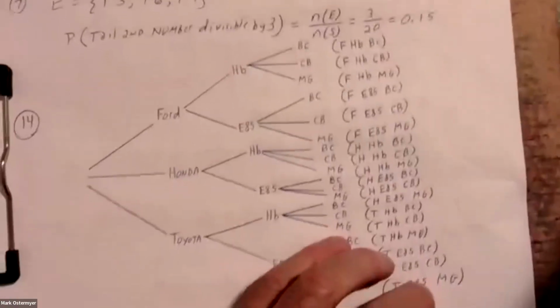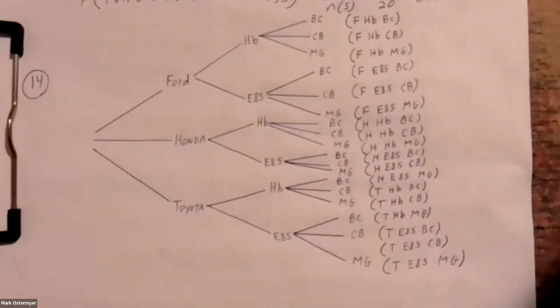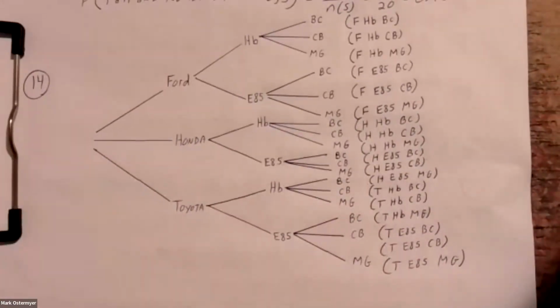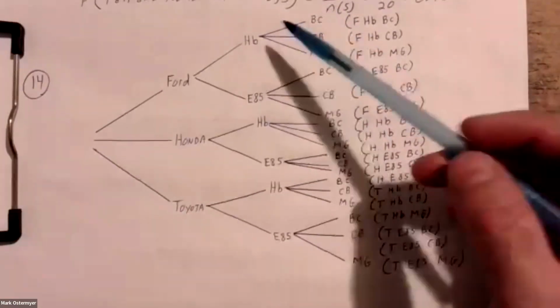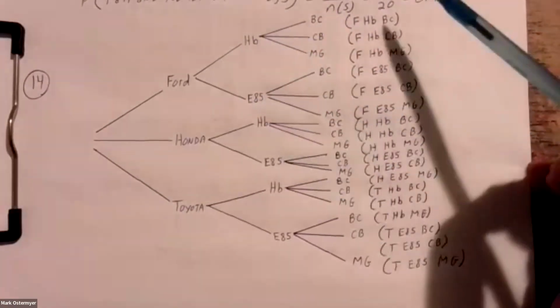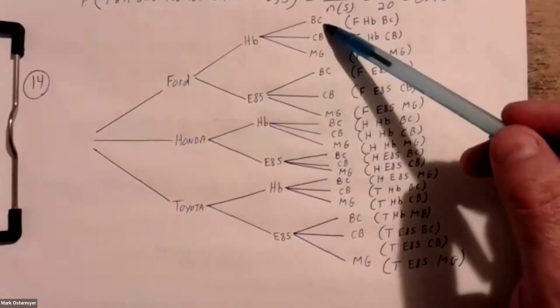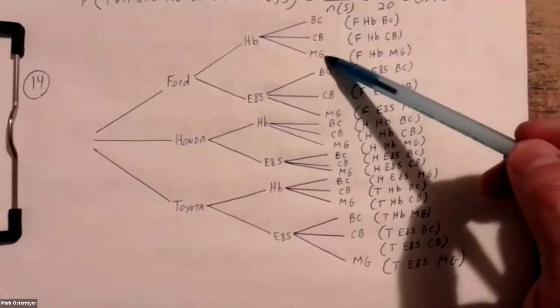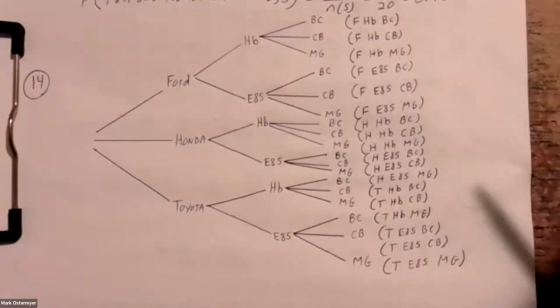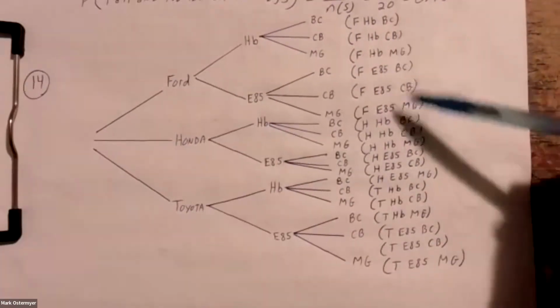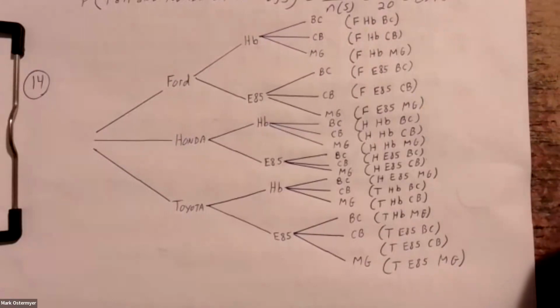All right, so I decided to go with a tree structure, as I wanted. You can see that's a little bit tedious to draw, but I do have 18 outcomes there. My three main branches are Ford, Honda, and Toyota. I abbreviated some of these things here. This is hybrid, E85, burnt copper, cobalt blue, metallic green. So you ultimately do get 18 outcomes here.